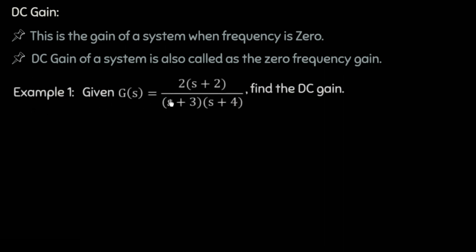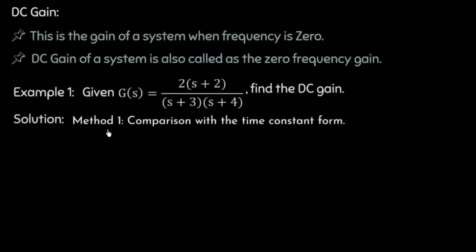Given G(s) equal to 2 multiplied with (s plus 2) over (s plus 3) multiplied with (s plus 4), find the DC gain. So we have a transfer function representing a system and we need to find out the DC gain of this system. So moving on to the solution, we have two methods to find out the DC gain of this system. Let's go with method number 1. Method number 1 is comparison with the time constant form.